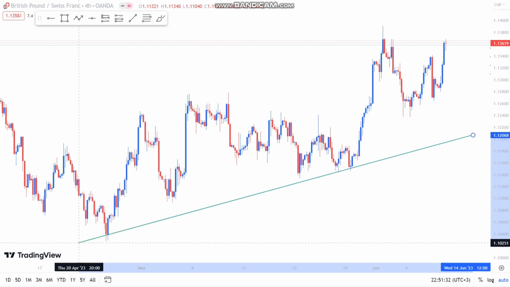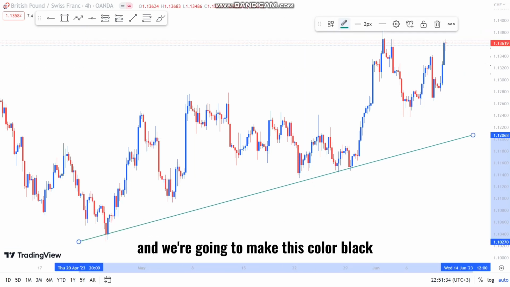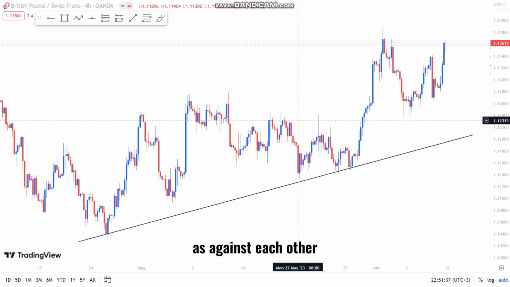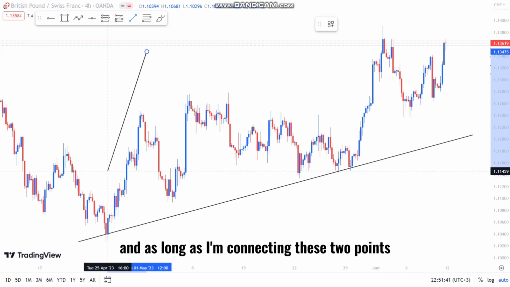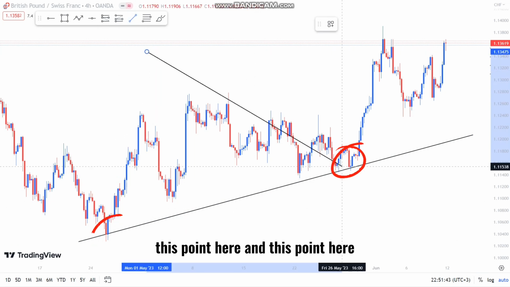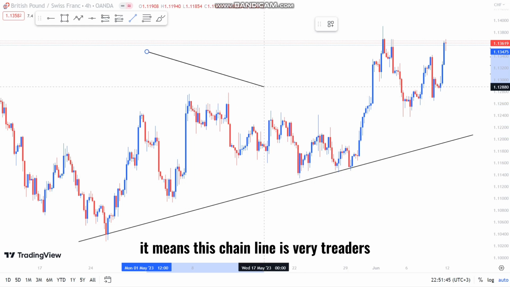So this is our trend line, and we're going to make this color black. This is our trend line, as you can see, traders. So how do I do a trend line? I want to draw a trend line as long as I'm connecting these 2 points, this point here and this point here. It means this trend line is valid, traders.